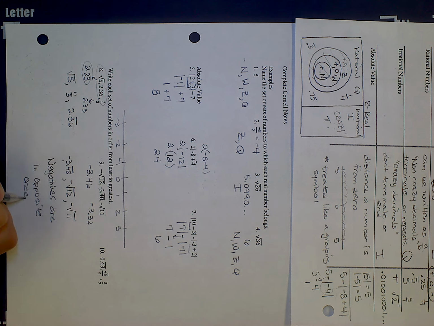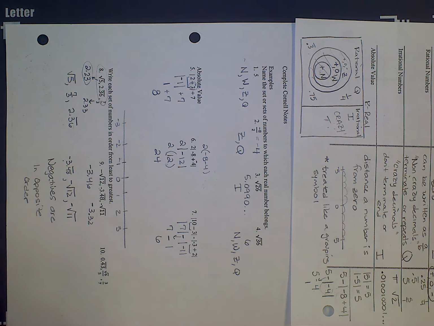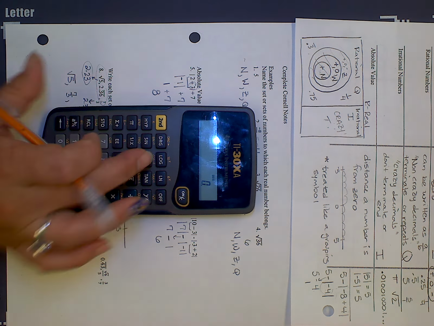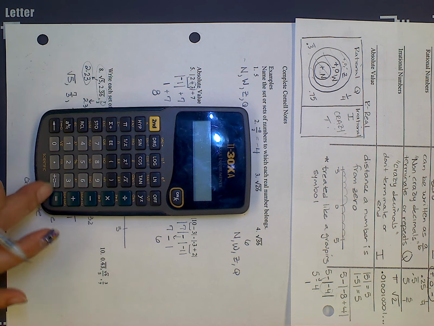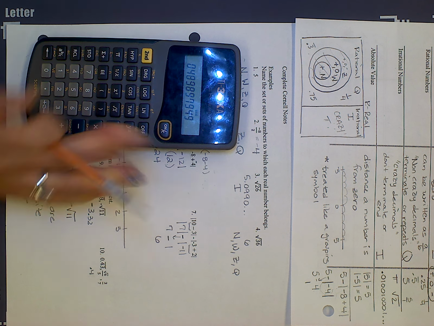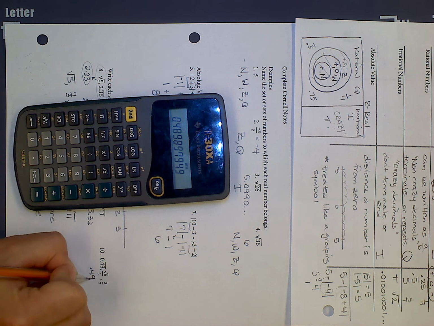And finally, this last one, 0.43 repeating. Radical 6 divided by 5. Now, there are different ways you have to do this. If you have this calculator, you have to push 6, and then the radical button, and then divide that by 5. And that gives you 0.48. Well, if we round it correctly, that 9 after the 8 bumps that up to a 0.49.